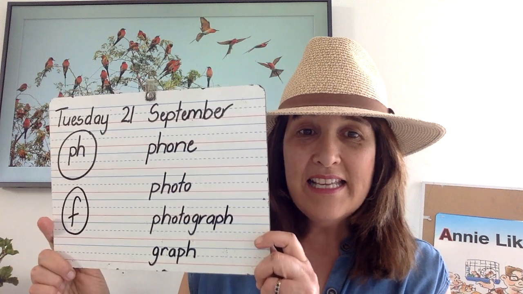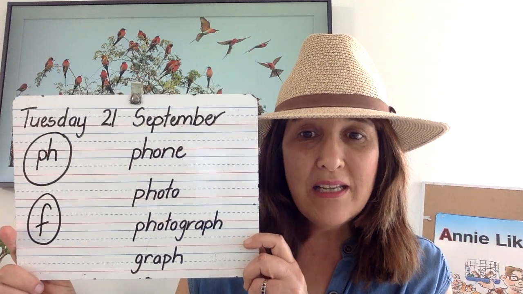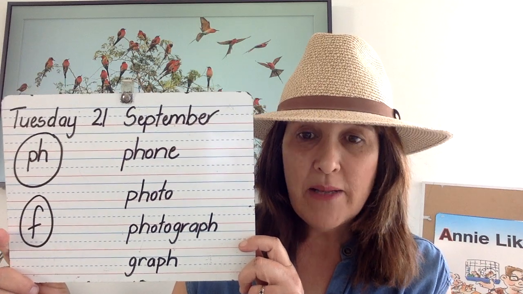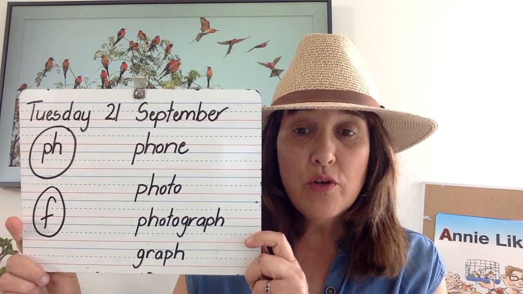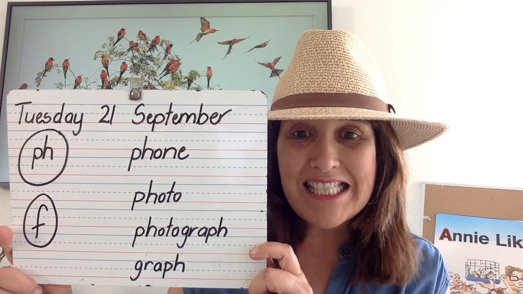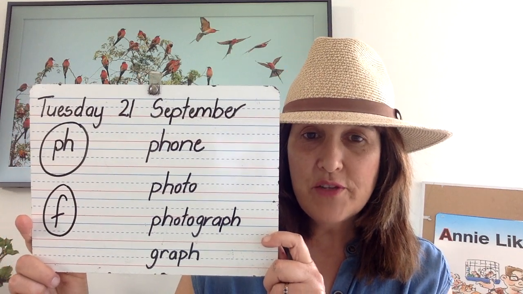So today is Tuesday the 21st of September, 21st. We would write ST, and you'll notice on the morning board that I am writing 21st so that you can see how it is written.